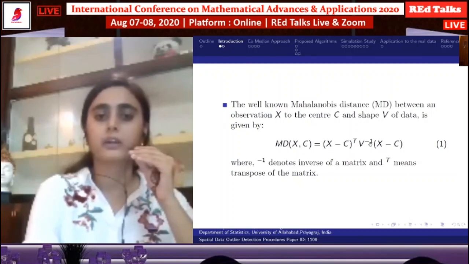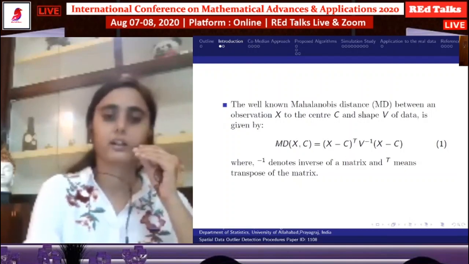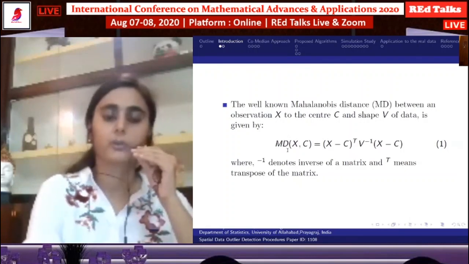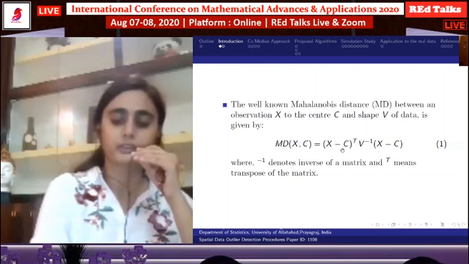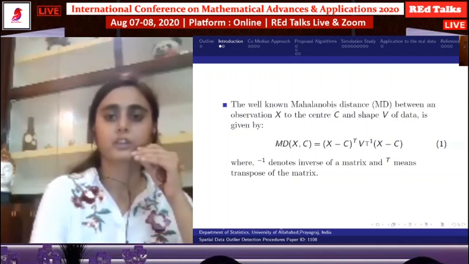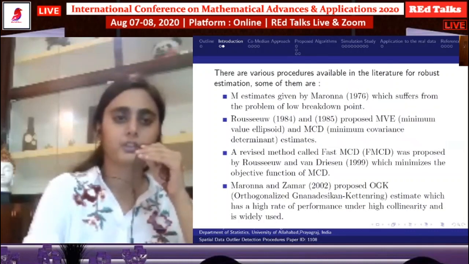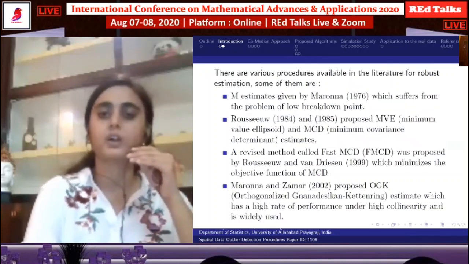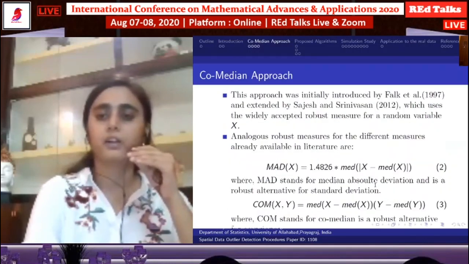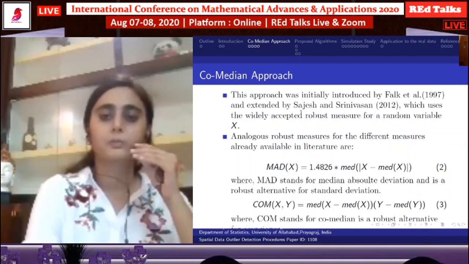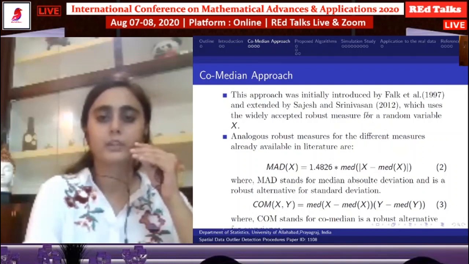But since we are dealing with the problem of outlier detection methods, this MD needs to be robust, and for obtaining a robust MD, this C and V need to be estimated robustly. For that, various procedures are already available, but here this paper solely depends on one procedure, given by the comedian approach, which was introduced by Falk in 1997 and was extended by Sajesh and Srinivasan. It uses the median, which is a widely accepted robust measure for a random variable x.